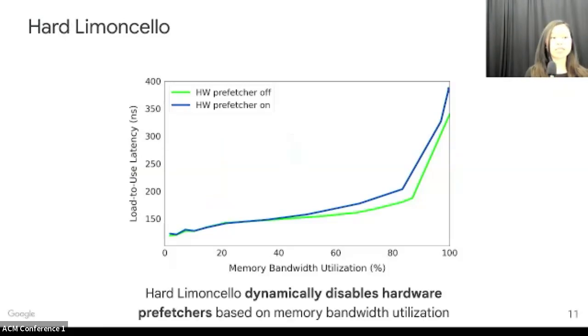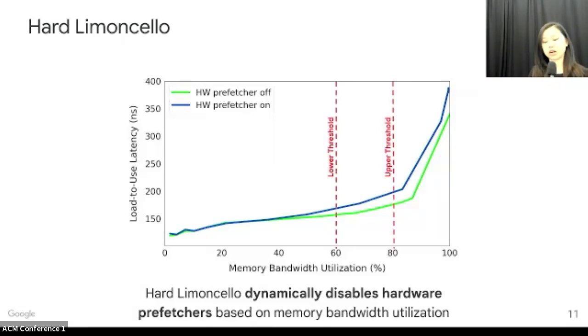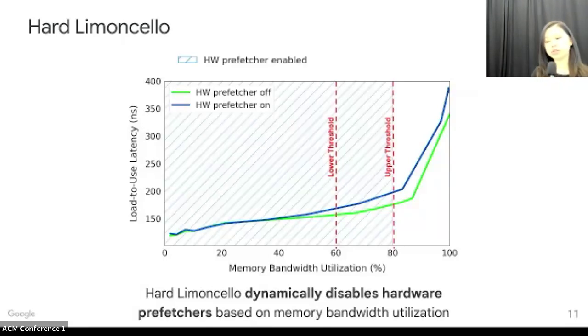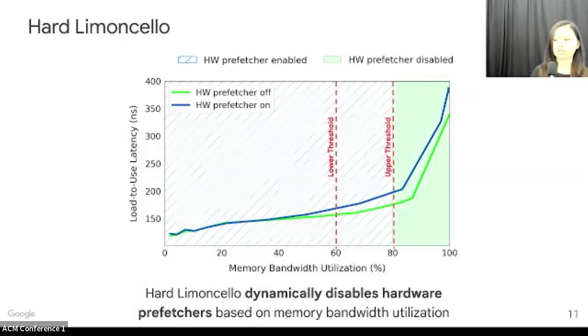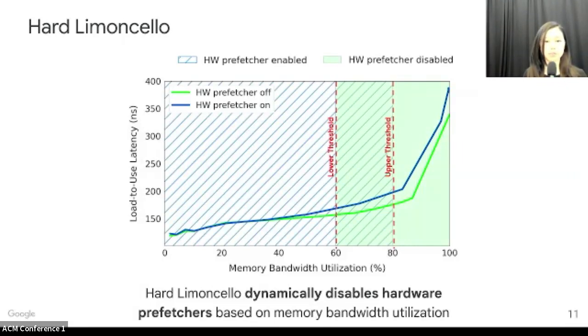Hard Limoncello is designed mostly around the memory latency curves that we just saw. In hard Limoncello, we choose a lower threshold and an upper threshold, and we dynamically disable hardware prefetchers based on memory bandwidth usage levels. When those usage levels are low and below the lower threshold, we keep our hardware prefetchers enabled, and when they exceed the upper threshold, we then turn off our hardware prefetchers. And when the memory bandwidth usage level falls back down below the lower threshold, we turn our hardware prefetchers back on again.